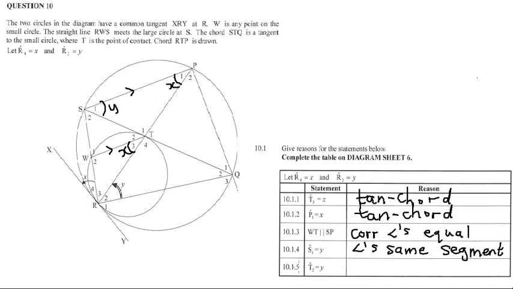And in question 10.1.5, T2 is equal to y. T2 is here. That's clearly going to be alternate to S1, which was y. Therefore, T2 is equal to S1 is equal to y, alternate angles, because we proved earlier that SP is parallel to WT. So the last reason will be alternate angles. And the parallel lines are SP is parallel to WT. And that concludes the table in question 10.1.